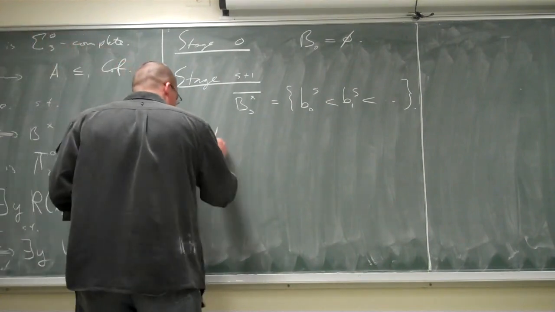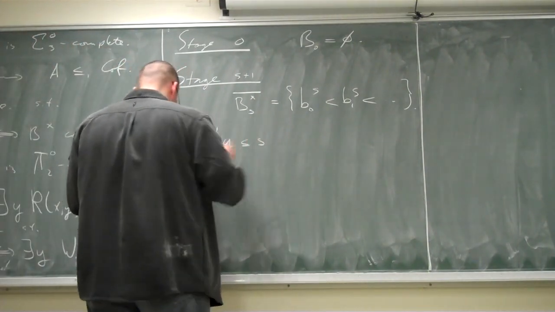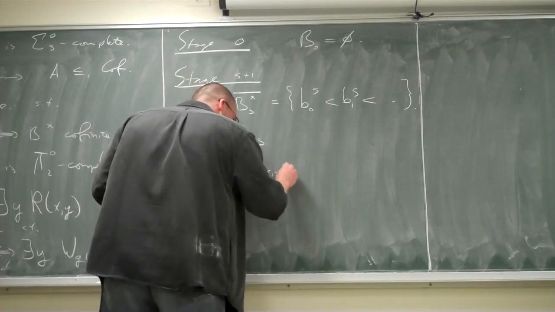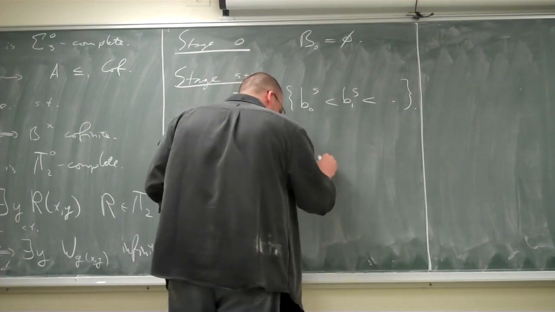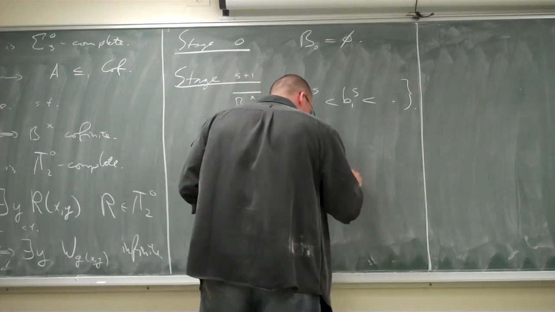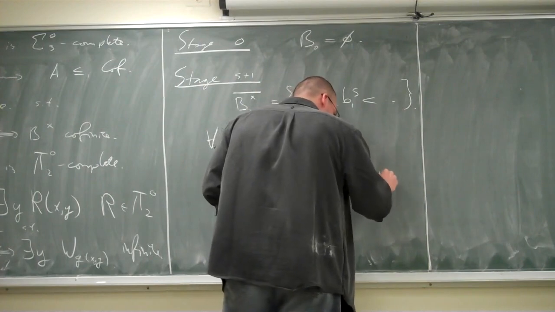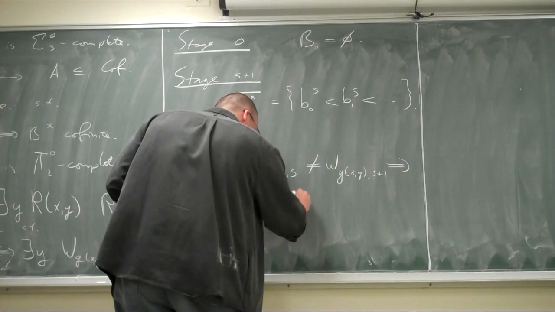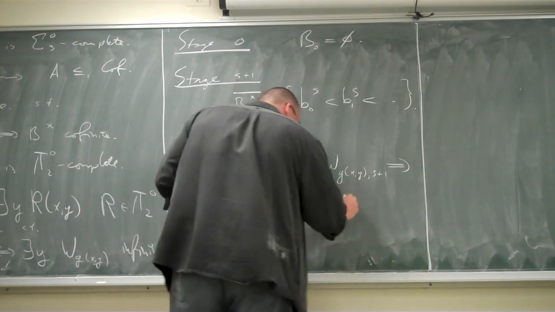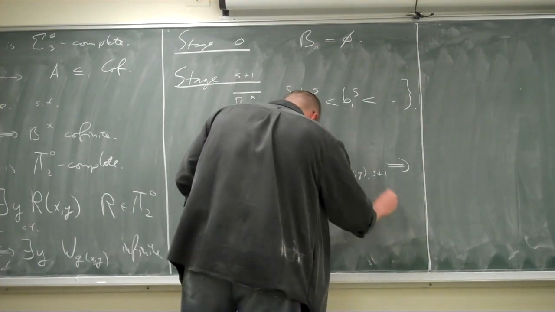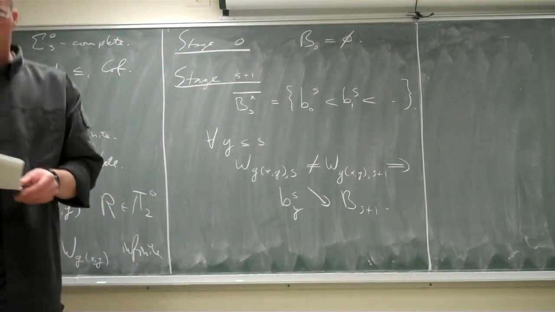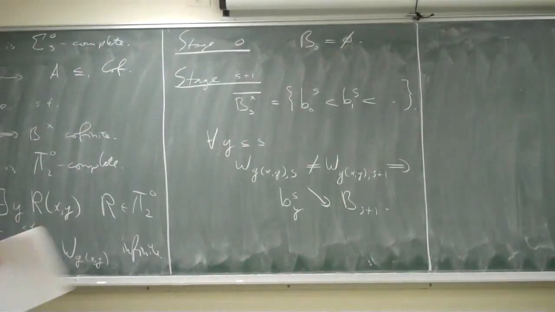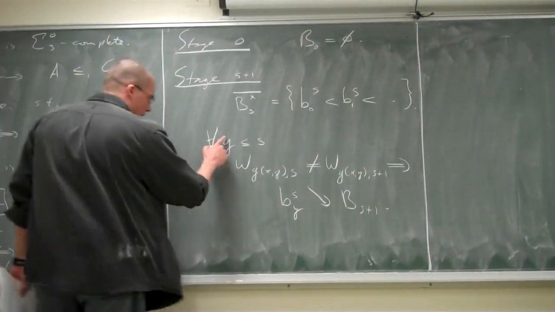For every y less than or equal to s, if we find that wgxy,s is not equal to wgxy,s plus 1, then we take marker b_y and we put it into b_s plus 1. Okay. No, this is the way.